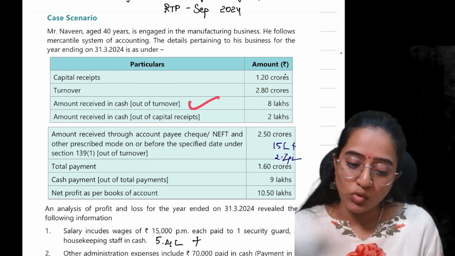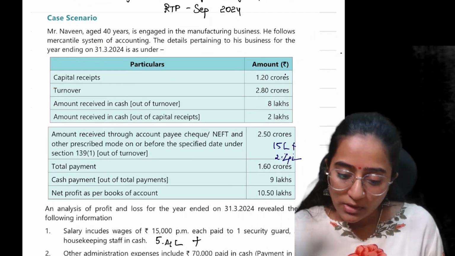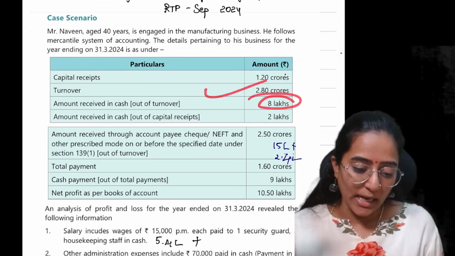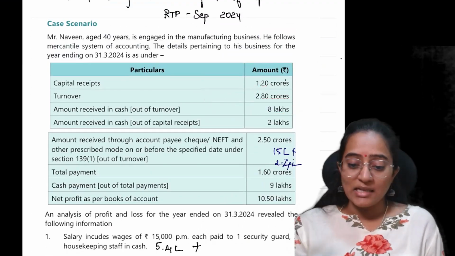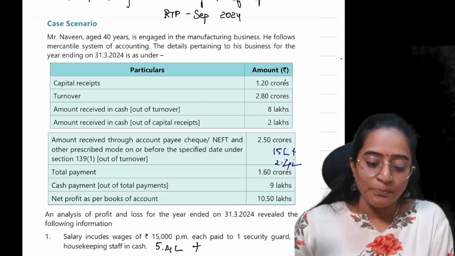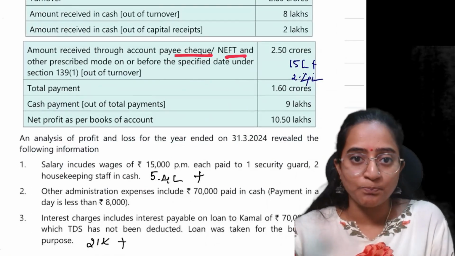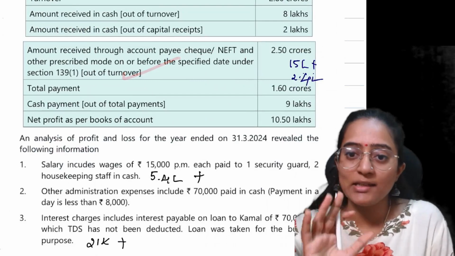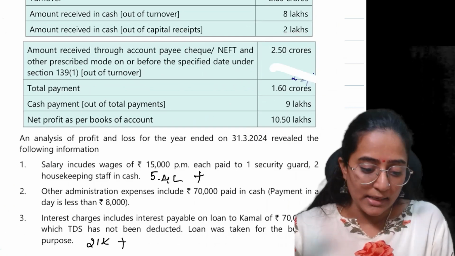Amount received in cash out of turnover, that is, cash receipts, is 8 lakh out of this 2.8 crore. Amount received in cash out of the capital receipt is 2 lakh rupees out of this 1.2 crores. The amount received through account payee cheque, NEFT, and other prescribed modes, basically through banking channels, is 2.5 crores.